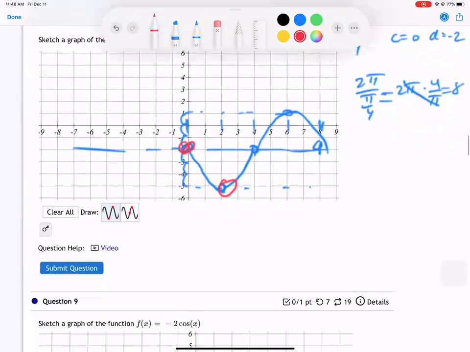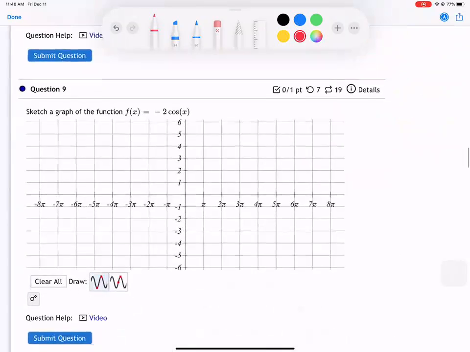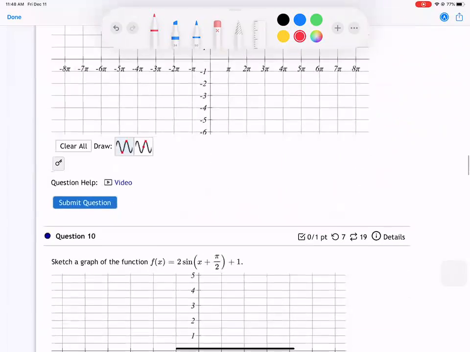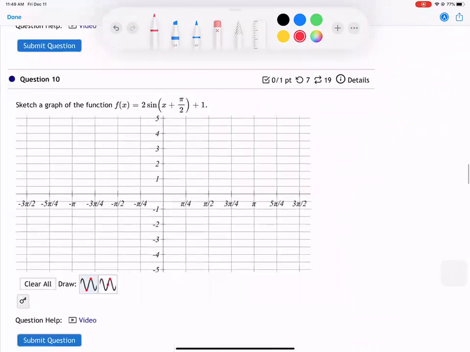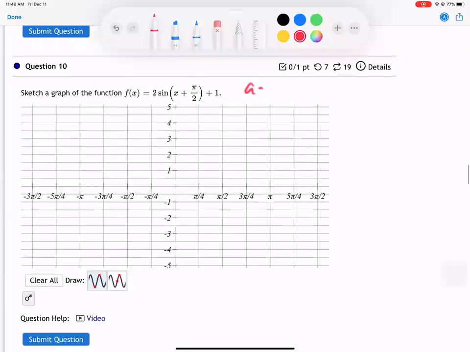Okay, let's keep on rolling. Negative 2 cosine, I'm not going to do this. This one's pretty easy. Let's do the phase shift one, all right? A is equal to 2, B is equal to 1, C is equal to, careful, negative pi over 2, and D is equal to 1. Remember, it's a negative because it's Bx minus C. That's a negative.